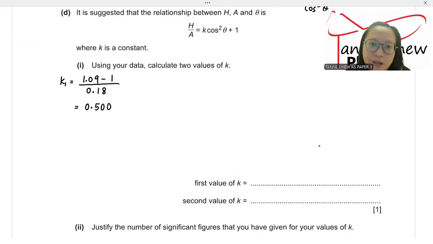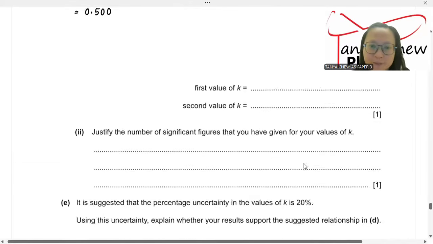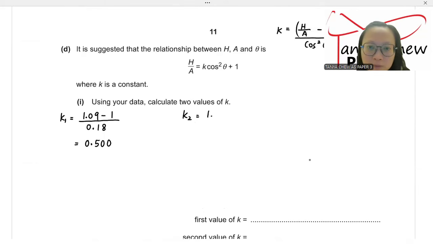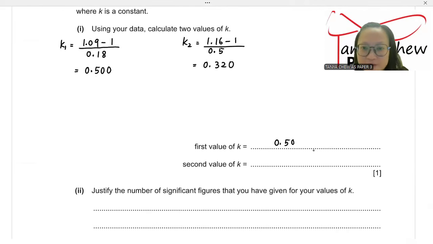Now, K2, I have H over A, 1.16 minus 1 divided by 0.5. And I got 0.320. Now, the first value of K is 0.500. The second value is 0.320.